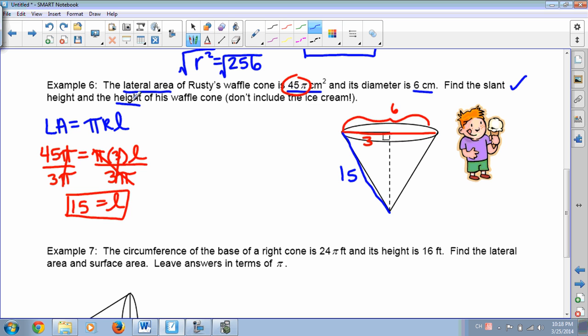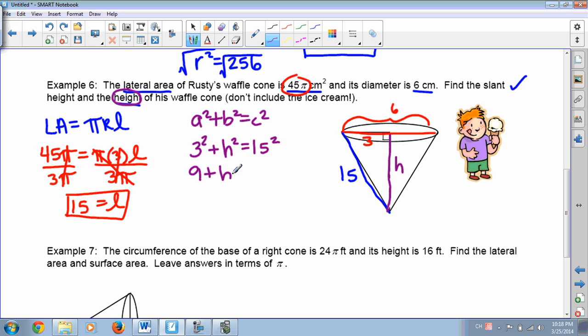But it also asks us to find the actual height. We found the slant height, now we need to find the height of the cone. The height of the cone is this dotted line right here. Just like in the previous problems, when we have 2 of the lengths of the sides of a right triangle and we need the third, we're going to use the Pythagorean Theorem. Our a squared can either be the 3 squared or the h squared. I'm going to use the 3. Our b squared has to be our h, what we're looking for, and our c squared is our hypotenuse, which is the slant height, 15 squared. 3 squared is 9, plus h squared is equal to 15 squared, which is 225.